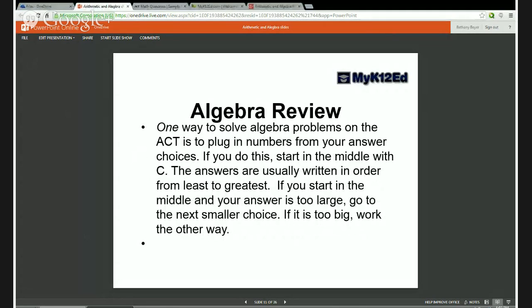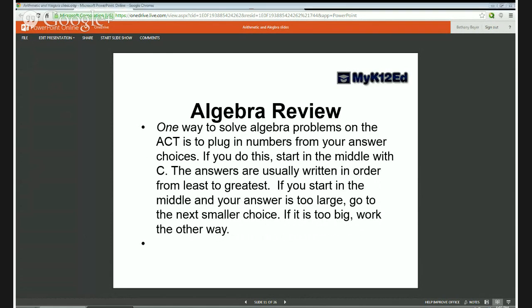One way to solve algebra problems on the ACT is to plug in numbers from your answer choices. Obviously, again, this is going to take more time, but if you just aren't really sure what to do, you have 5 answer choices in front of you, and one of them is a correct answer. So you can always plug in answer choices for x or y or whatever the variable is and see if any of them work to solve the problem.